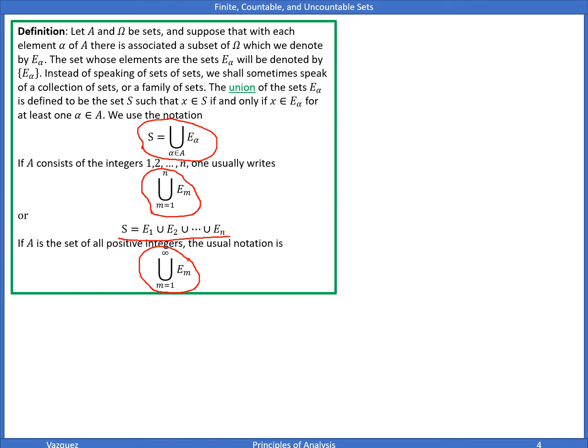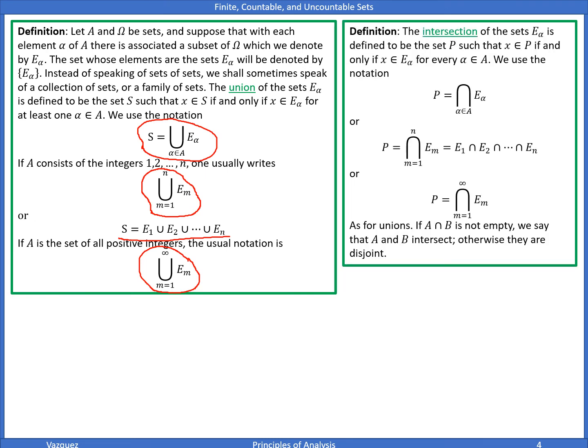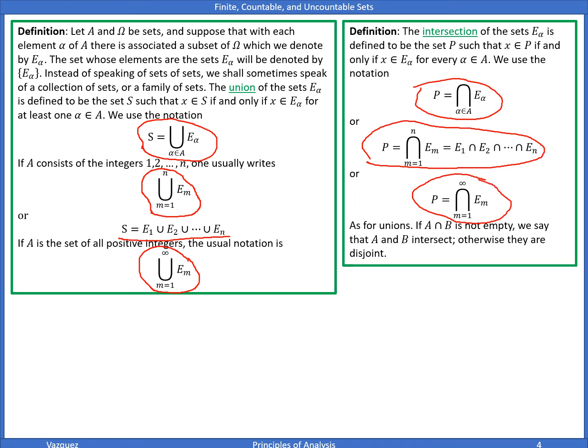And it's pretty much the same for intersections. Now we're using P, so P is the intersection of all these sets. Another way you can write it, same as the union, for integers 1 to n, but if it goes to infinity, we can write it like this. And last thing, if the intersection of A and B is not empty, we say that A and B intersect, so they're not disjoint.